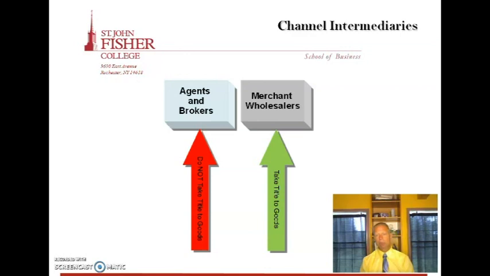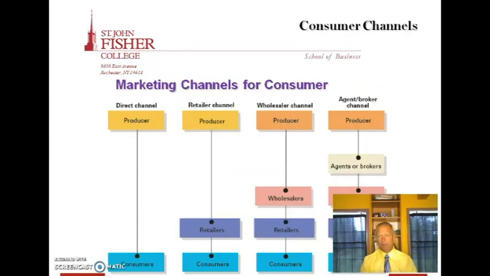Merchant wholesalers would be like Dot Foods. It would be like Wegmans and Wegmans Distribution Center and those types of things. They actually buy the product and then they resell it. Generally speaking, agents and brokers take a commission. Merchant wholesalers mark the product up. Those are the differences between those two. You need to also understand that because that's a key concept in marketing too.